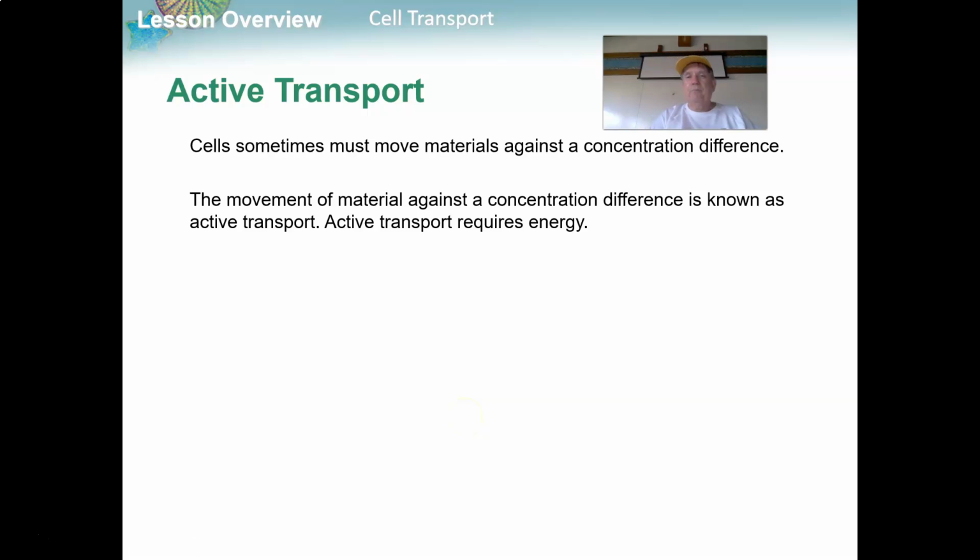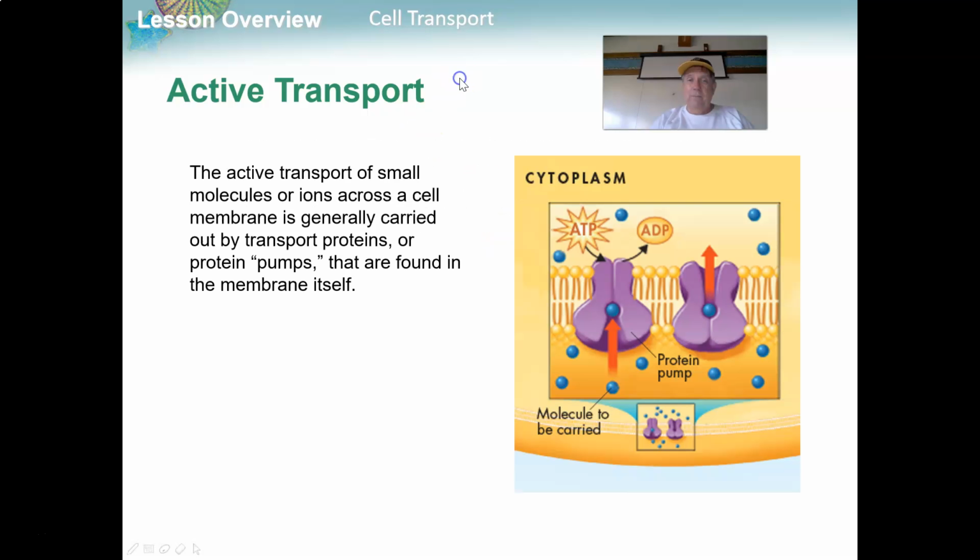What does that mean? Well, we talked about diffusion. We go from a high concentration to a low concentration. You're on top of the hill. To go to the bottom of the hill doesn't require much energy. But if you're at the bottom of the hill, you want to go to the top of the hill, that requires energy. The movement of materials against a concentration difference is known as active transport, and active transport requires energy.